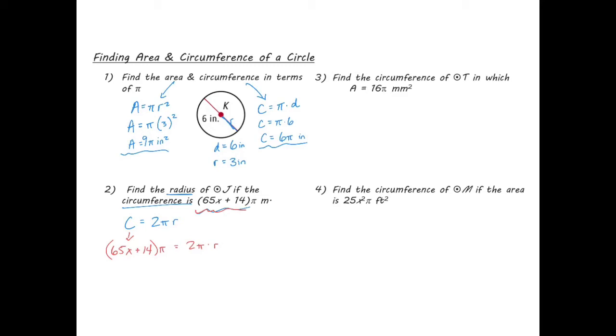We're going to solve it for r. So let's do a little bit of algebra. Let's go ahead and divide both sides by 2 pi, so we isolate that r. When I divide by 2 pi, the pi's will cancel out.